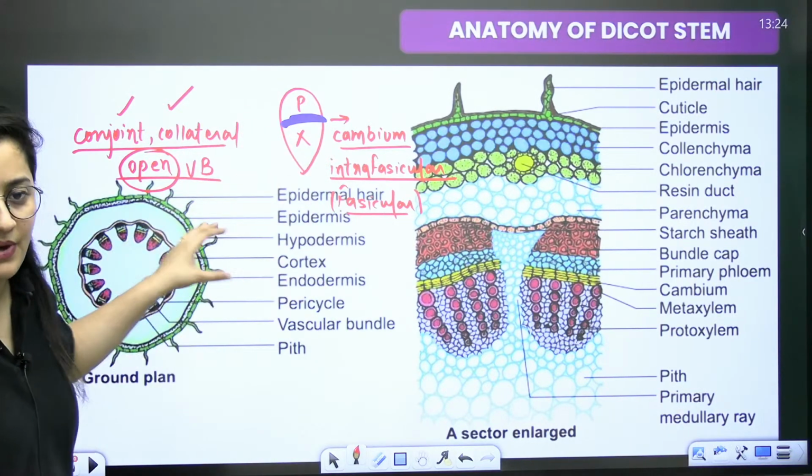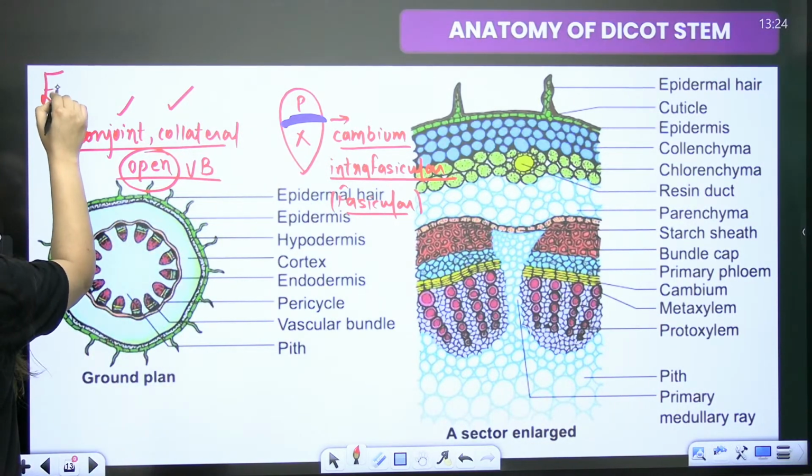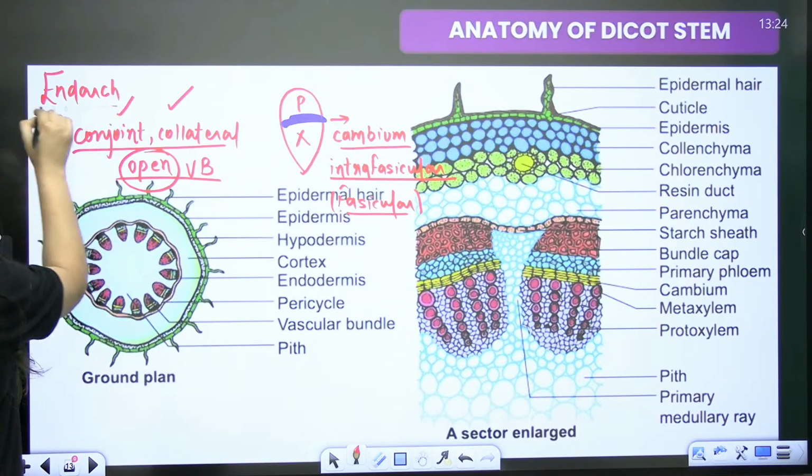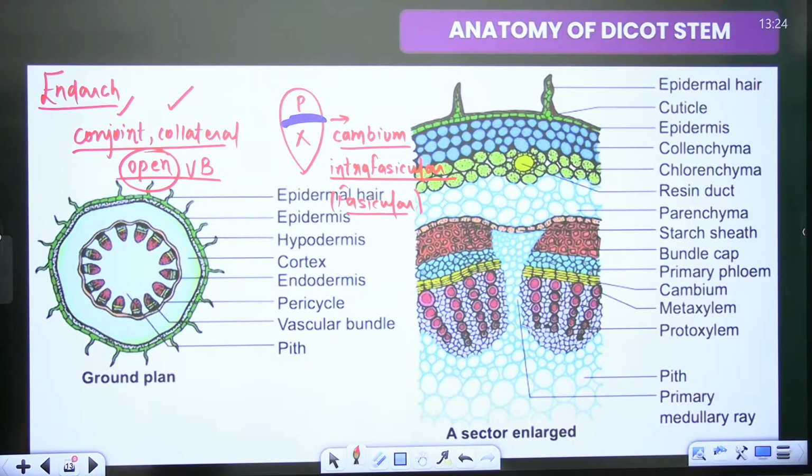So this is the first point that you should know about the stem part. And secondly, bache, the arrangement of xylem will be endarch here. What type of xylem will be there? The xylem arrangement will be endarch. Yes or no?